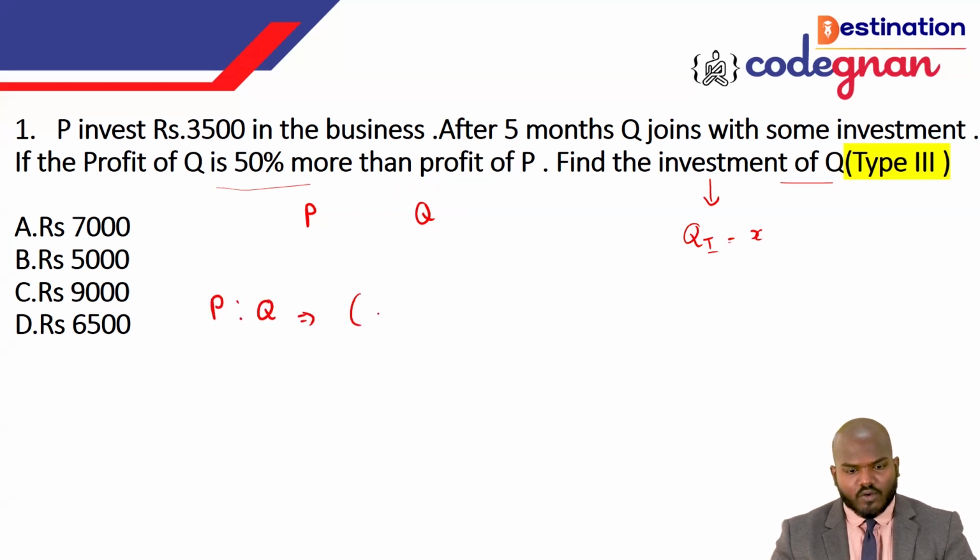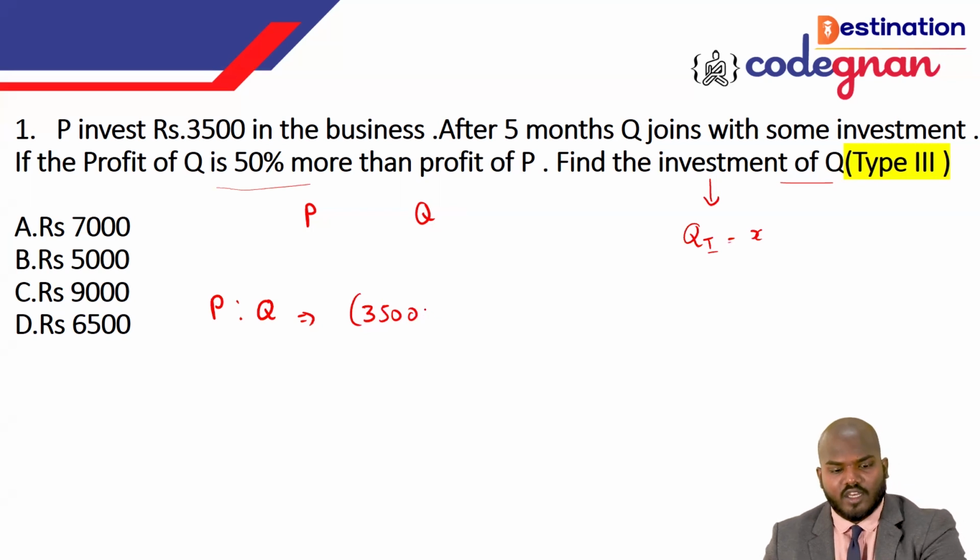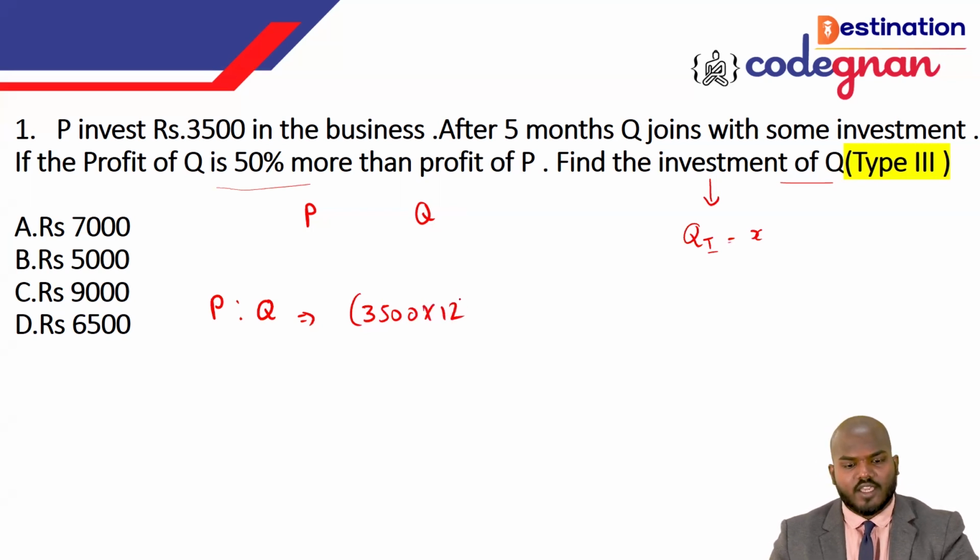This fellow, we have the 1 year. In the 1 year, P was investing 3,500, so we can multiply the 3,500 by the 12 months here. But coming to Q, guys, he was investing some X money, but he was joining after the 5 months only. After the 5 months have gone, what is the remaining month within the year? We can directly call it 7.